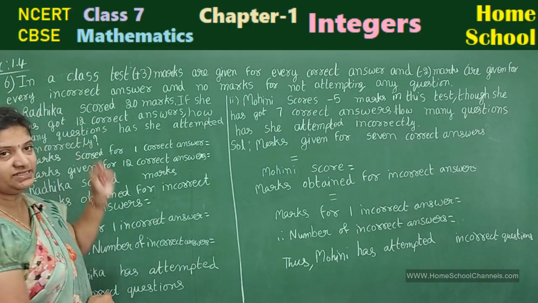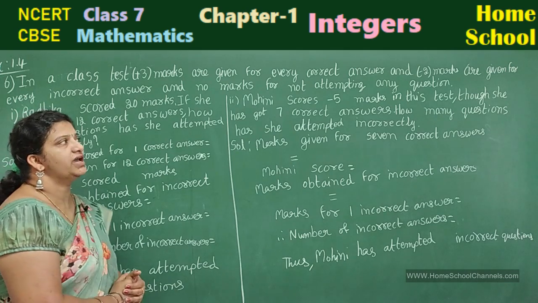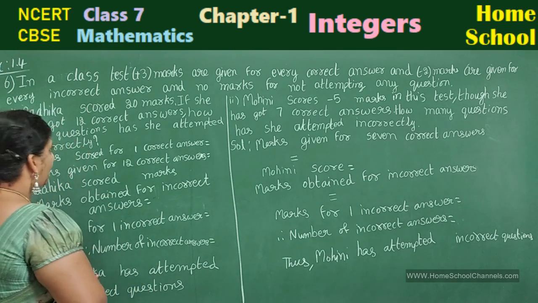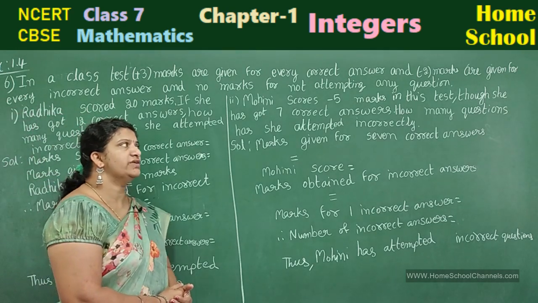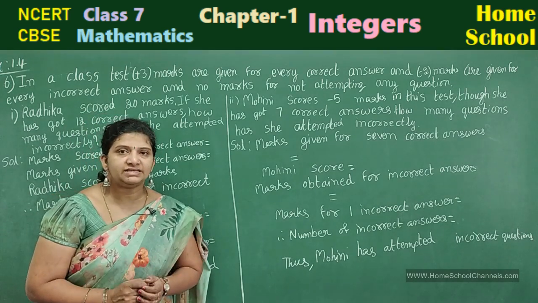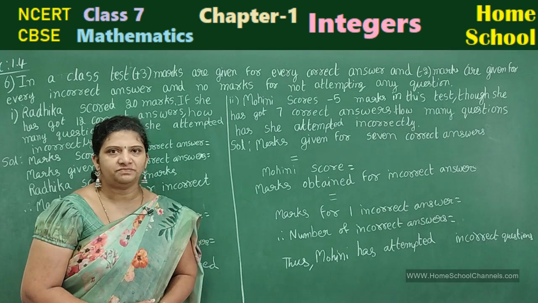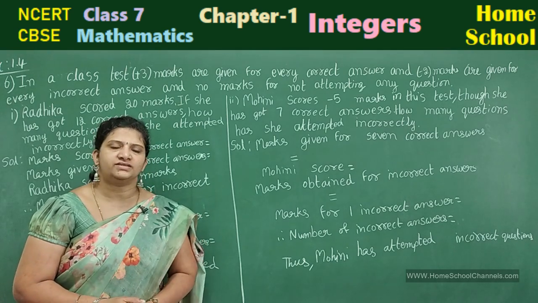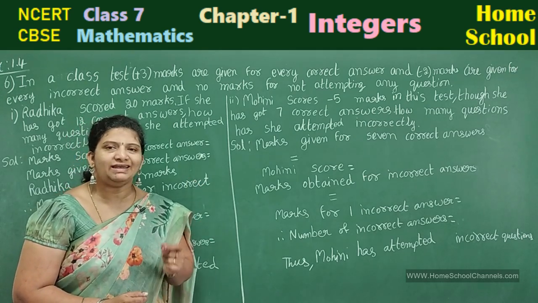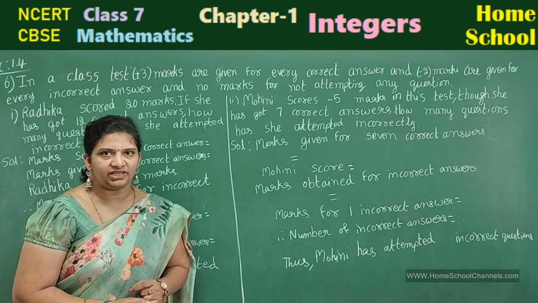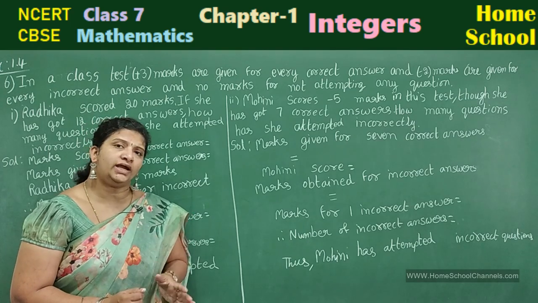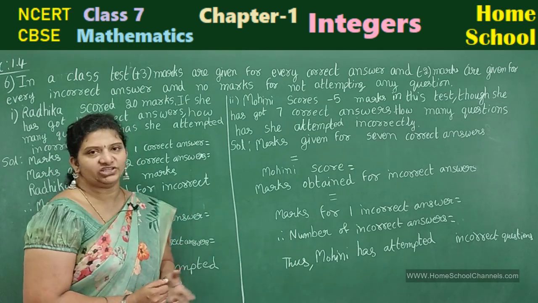In a class test, plus 3 marks are given for every correct answer and minus 3 marks are given for every incorrect answer and no marks for not attempting any question. Try to understand here. There is a test conducted in a class. If they write a correct answer, they are going to get plus 3 marks. If they write an incorrect answer, negative marks will be there. That is, they are going to score minus 2 marks. If they won't attempt, there is no mark for that question.